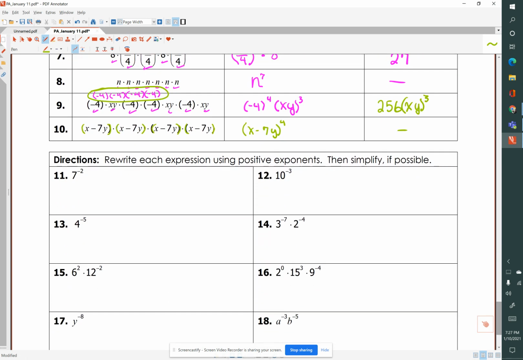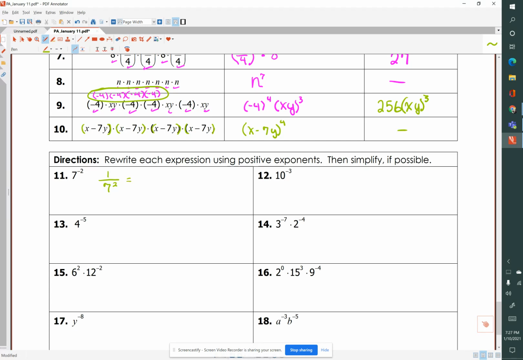So now we've got expressions. Some of them have negative exponents. We're going to rewrite them with positive exponents, and if we can, we will simplify. So remember, to write an exponent as positive, we put it under a denominator of 1, and that way we don't have to have the negative in the exponent.